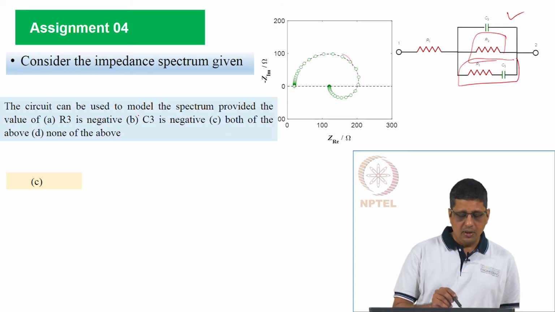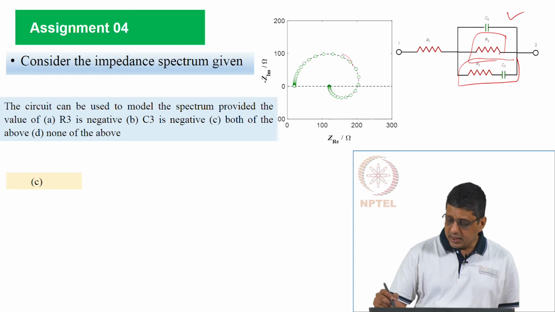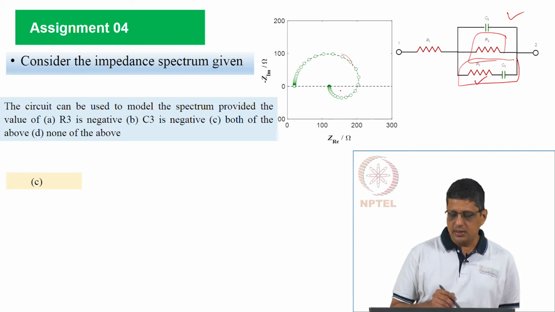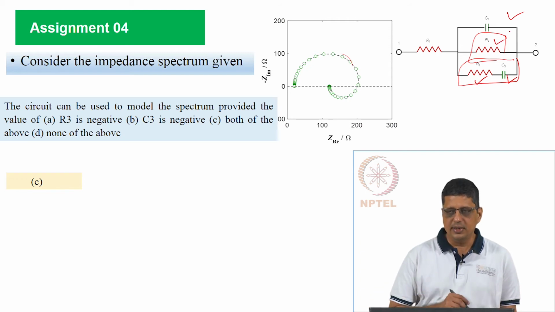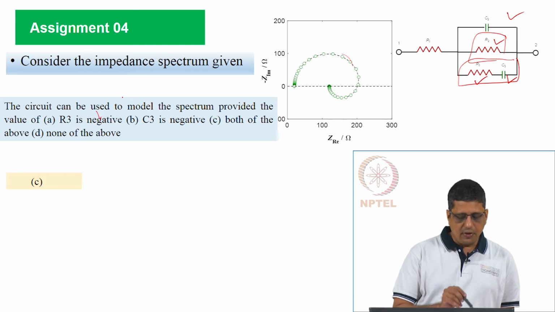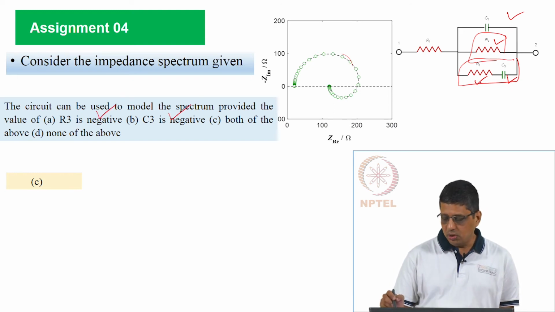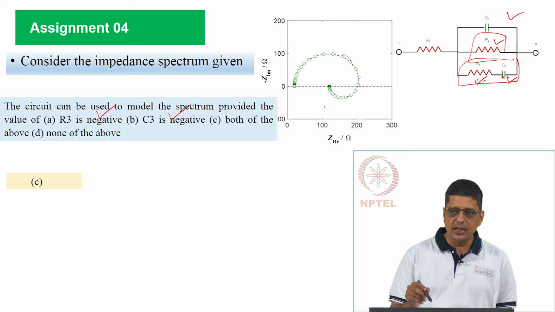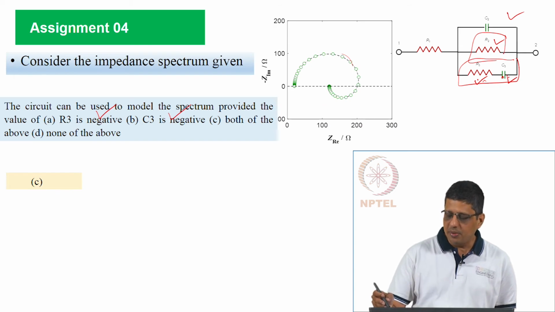Okay. If R3 is negative, can I model this? If C3 is negative, can I model this? If R2 is negative, can I model this? The answer is, if R3 is negative and C3 is negative, when both of them are negative, you can match the inductive loop. Okay. If only one of them is negative, you will not be able to match the inductive loop.